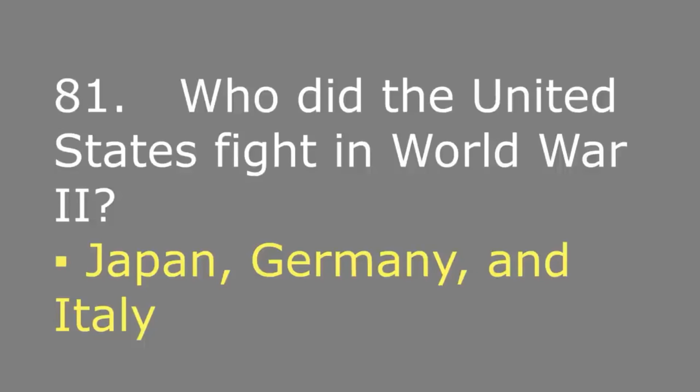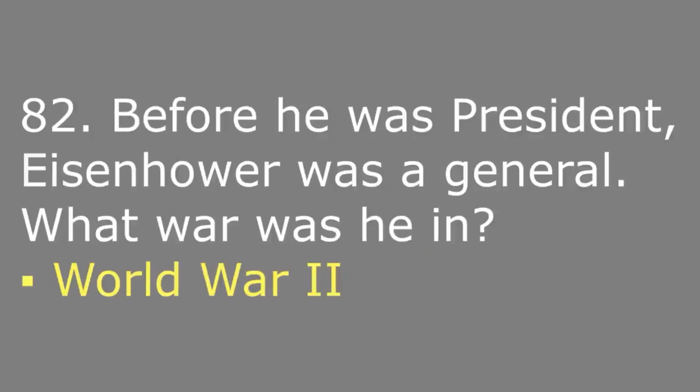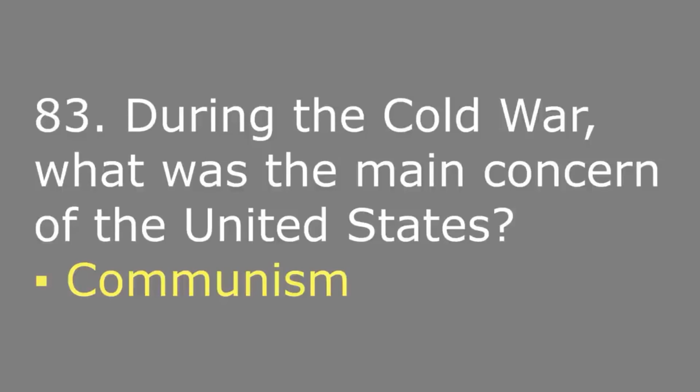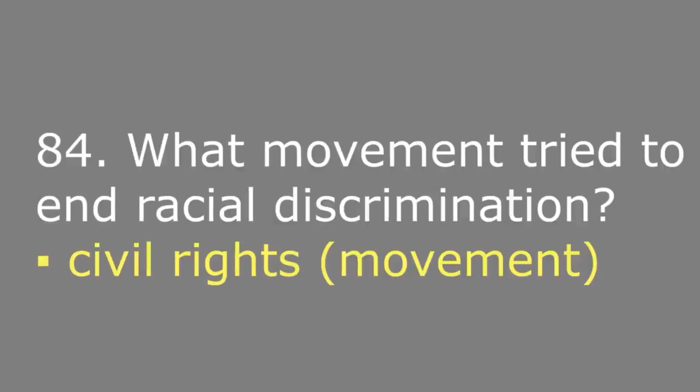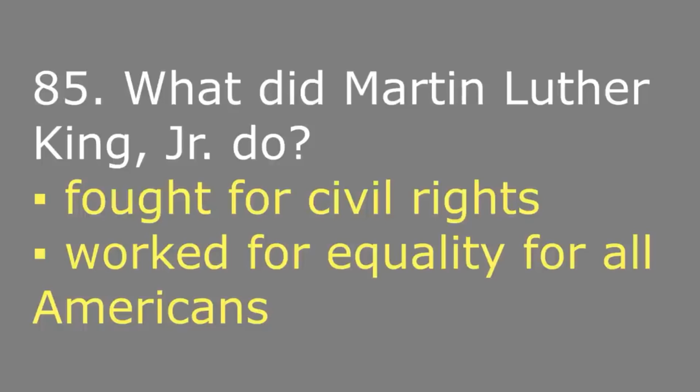Who did the United States fight in World War II? Japan, Germany, and Italy. Before he was president, Eisenhower was a general. What war was he in? World War II. During the Cold War, what was the main concern of the United States? Communism. What movement tried to end racial discrimination? Civil rights movement. What did Martin Luther King, Jr. do? Fought for civil rights. Worked for equality for all Americans.